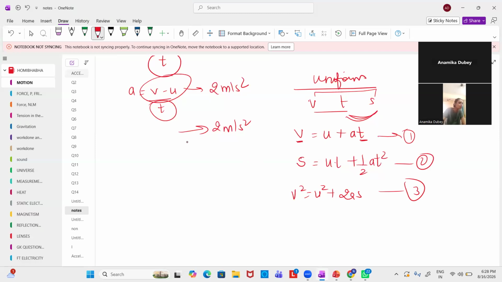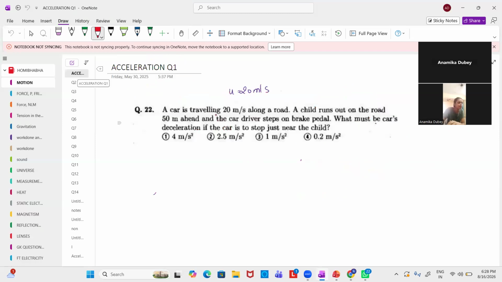Now let us solve a few questions. Understand. A car is traveling 20 meters per second along a road. A child runs out on the road 50 meters ahead and the car driver steps on the brake pedal. What must be the car's deceleration? Let us understand. Deceleration means negative acceleration, or it is called retardation. Negative acceleration we will discuss when we solve it.